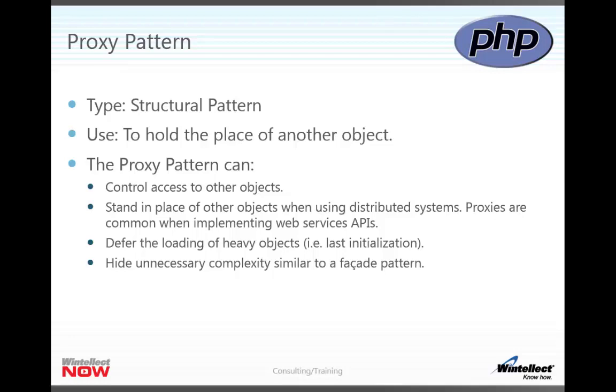And another reason to have a proxy pattern is to hide complexity, similar to a facade pattern. So if you proxied a complex API with just a simple proxy object and it held the place of a large object behind the scenes, you could actually simplify the API inside of the consumer and then have something behind it. But by and large, the proxy pattern is very useful, particularly with distributed systems and web services and for loading heavy objects.